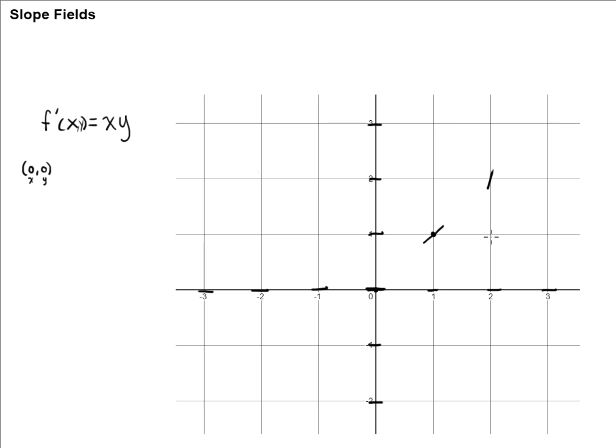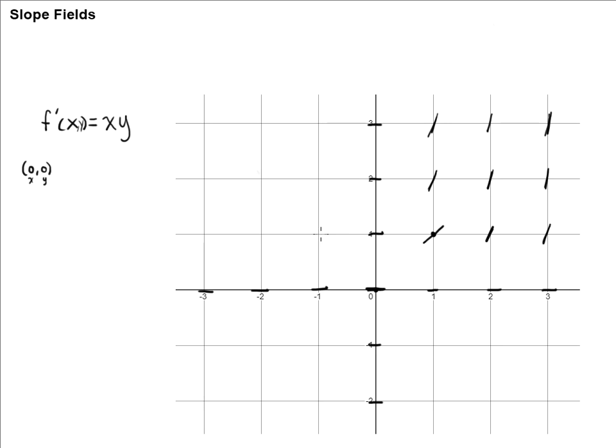Let's do this one, an x value of 2, a y value of 1, so 2 times 1 is 2. This is 3 times 1 is 3. 3 times 2 is 6, super steep. And 3 times 3 is 9. I don't even know how to draw a slope of 9, it's really steep. 2 times 3 is also 6. 1 times 2 is a slope of 2, right? 1 times 3 is a slope of 3.